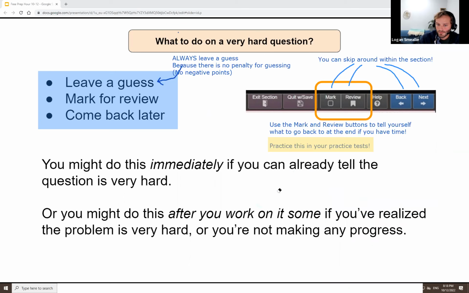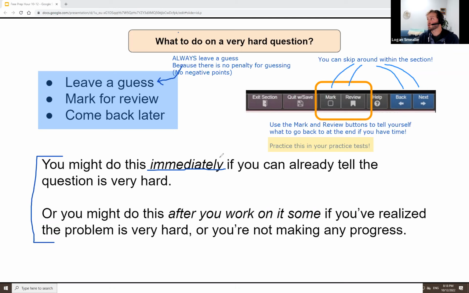So let's talk about this down here, because there's a couple different ways in which you might guess and skip. Sometimes it might be immediately. Well, not literally immediately, I guess. I mean, you have to read the question to know how hard it's going to be and how long it's going to take you. But you might do it almost immediately if you can already tell that it's going to be a very hard question for you, or a very time-consuming question for you.